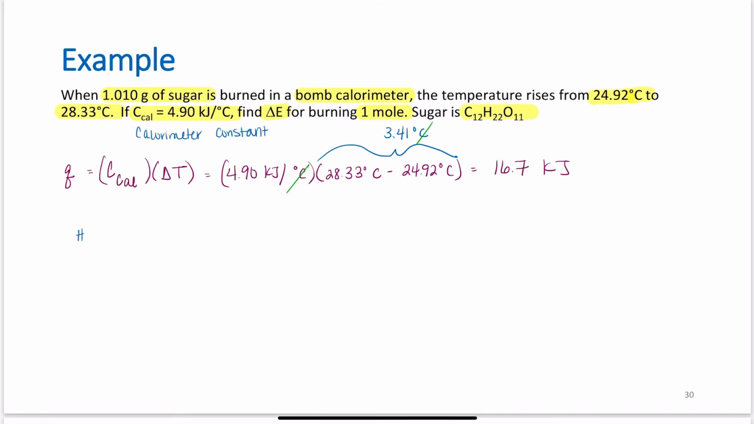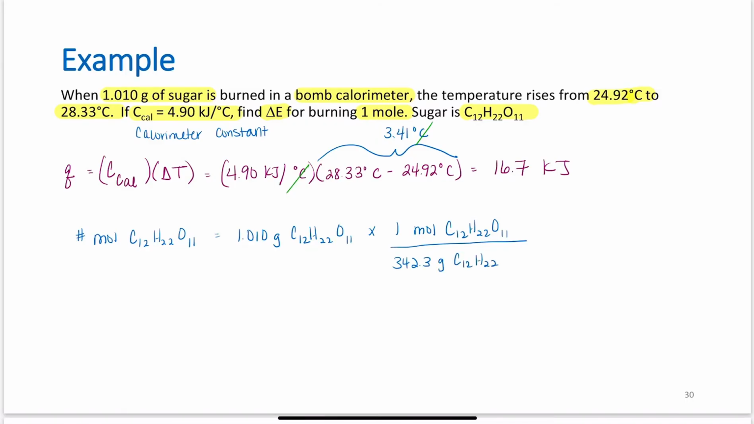Well, how many moles do I have? Number of moles of C12H22O11, 1.010 grams. Convert that to moles. Its molar mass is 342.3. That gives .00295 moles of sugar.